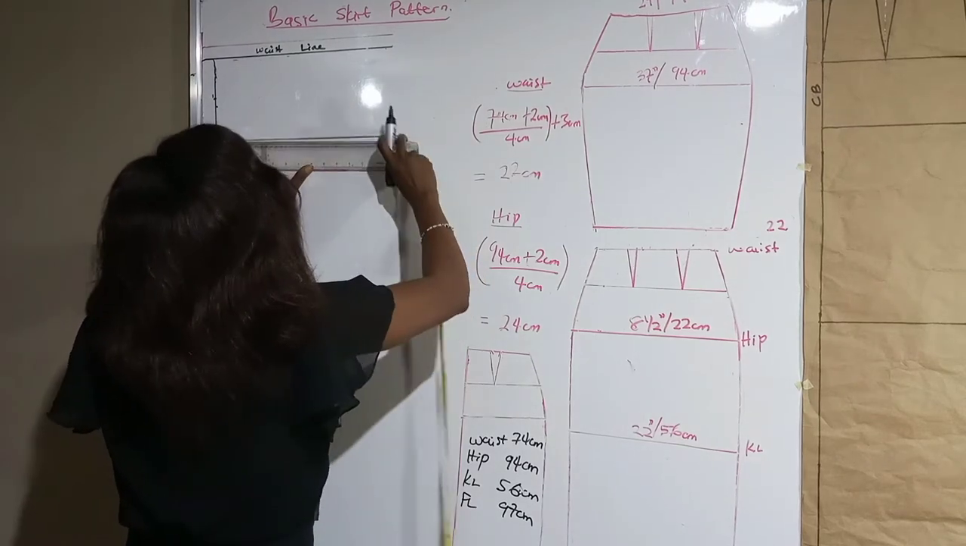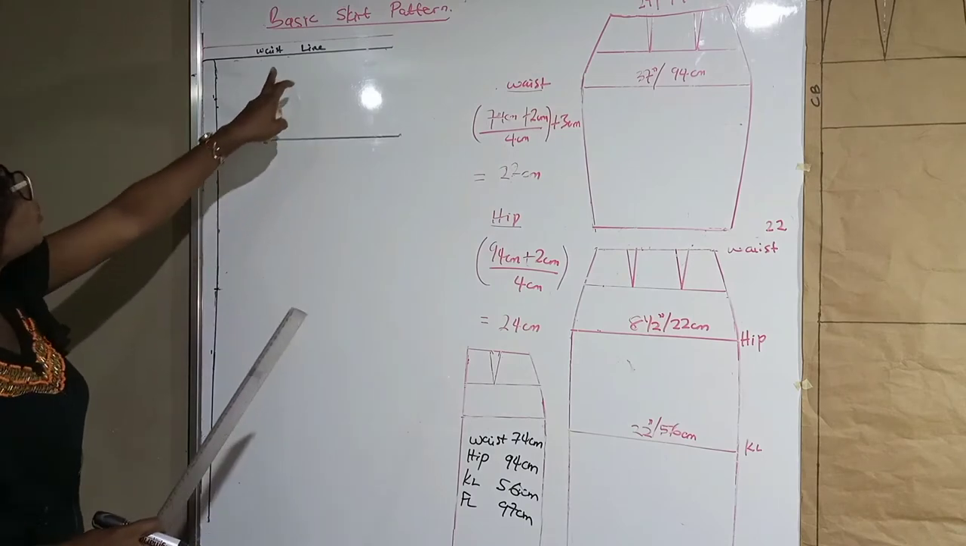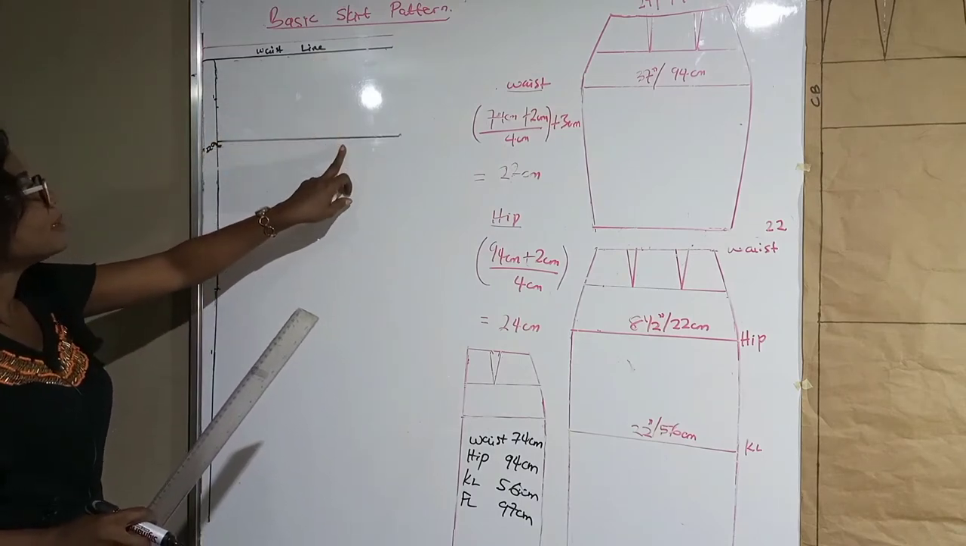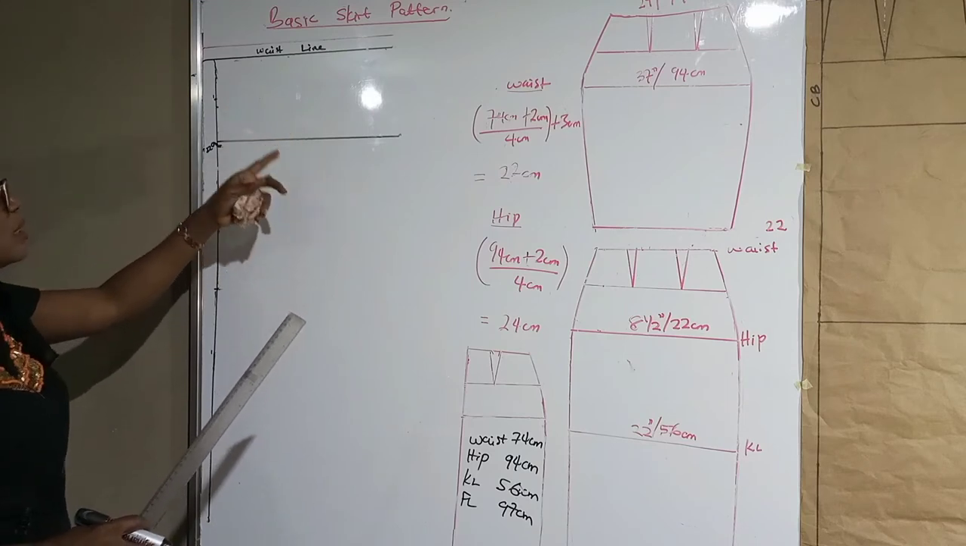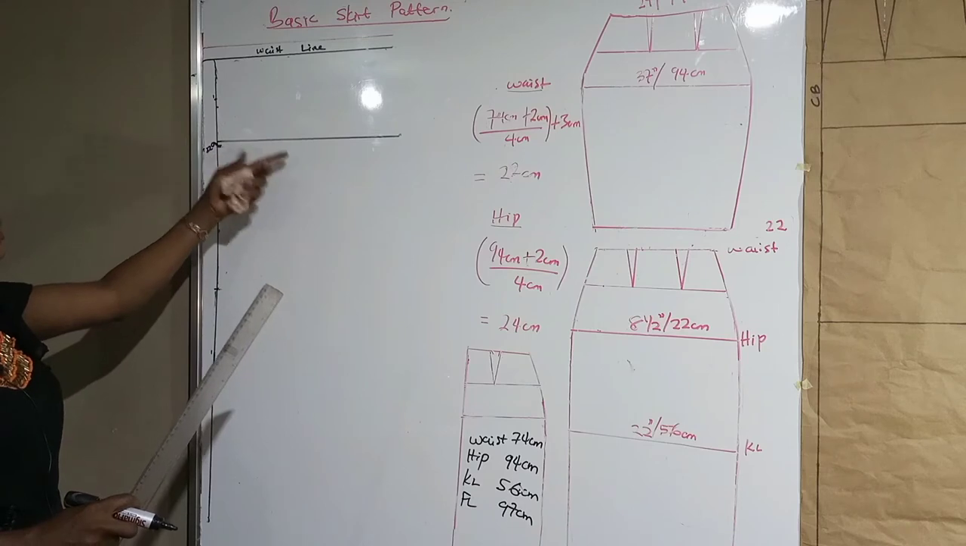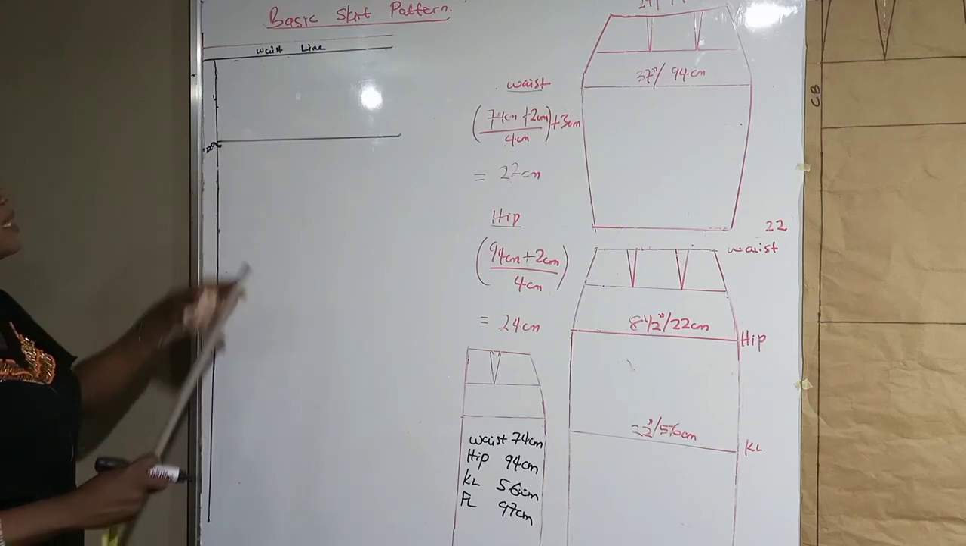So when you have connected the line, it shows you the distance from the waist to the hip. That is a standard measurement. You can use it generally, you can use it for all. It's acceptable and it works averagely.